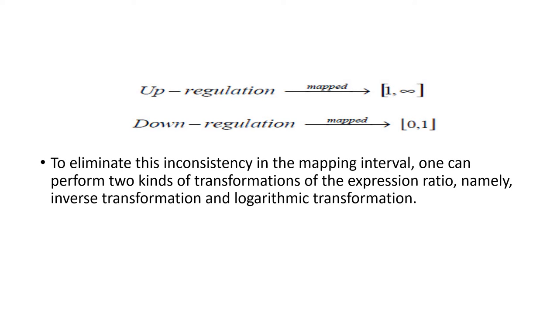So to remove this inconsistency, one can perform two different types of transformation of expression ratio. What are these transformations? Inverse transformation and logarithmic transformation. What is the problem? Because the mapping from 1 to infinity makes it very difficult to analyze those genes. If you want to draw the genes on the same graph, there will be no visible difference. If you want to see the difference in the expression level of the genes, it is very difficult. I will show you the figure.